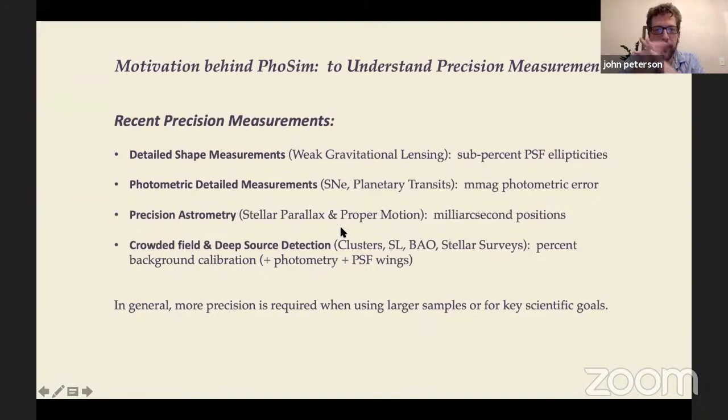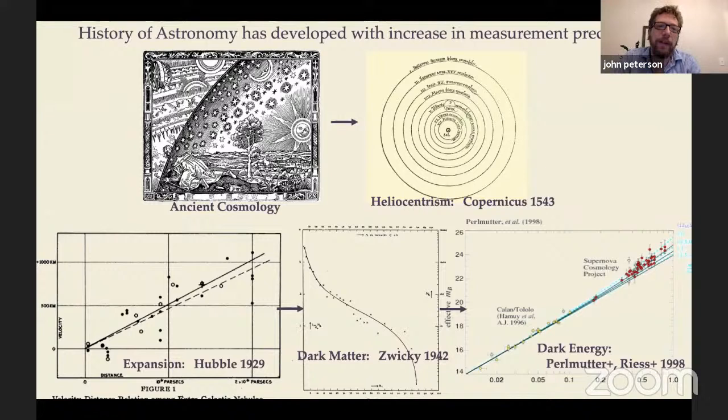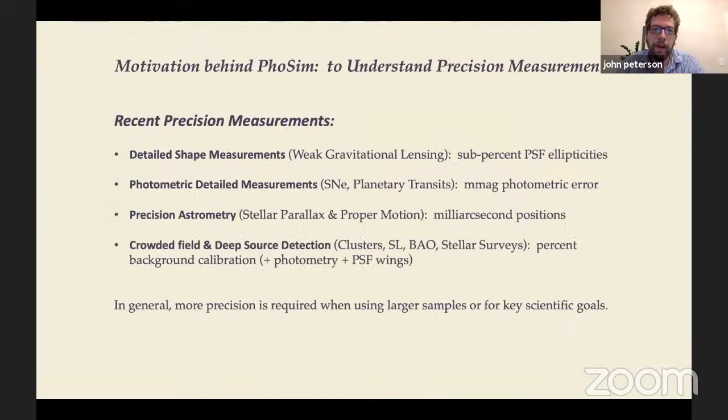Okay, so let me do a little bit of motivation first. One of the main purposes behind astronomy and astrophysics has developed for a long time, usually with the increase of precision of measurements as time went on. And this has happened in every single subfield you probably can think about. It's happened in the biggest questions, thinking about orbits of planets or the development of cosmology. Each time people make a series of measurements with higher and higher precision, they've learned new things. But nowadays, the precision is getting very detailed. And part of the motivation behind PhoSim is to try to understand that a little bit better.